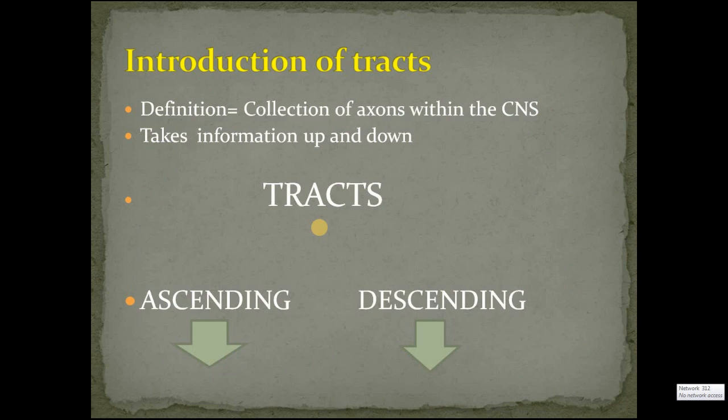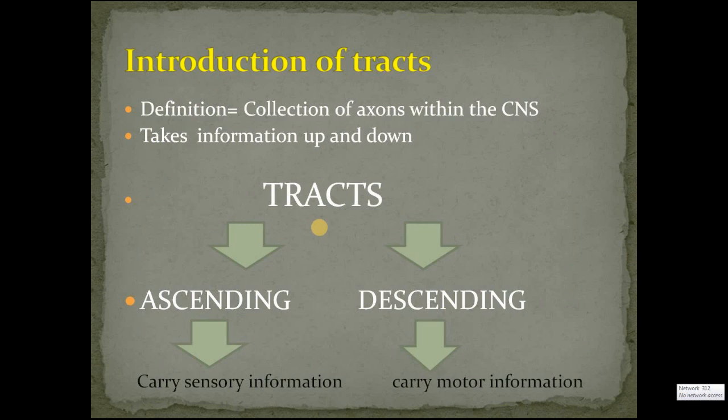So the ascending means it takes the information from the spinal cord to the brain. This information is mainly sensory, because when we touch or feel something, that sensation travels through the spinal cord to the brain, and the brain analyzes that information and tells us what to do next. This information regarding what to do is carried by our descending tracts, so we can say it carries the motor information. So in short, the ascending tracts carry the sensory information and the descending tracts carry the motor information.